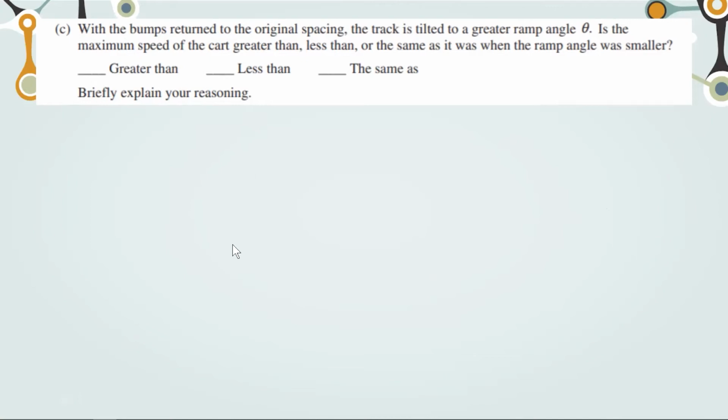So this time, our angle is tilted to a steeper slope. The distance between the bumps is still the same though. But with a greater angle, you can see that there's a greater component of force acting on it, as a steeper angle would mean that more of gravity is acting along the track. So with this in mind, that means there's a greater force, so the acceleration of the cart would be greater.